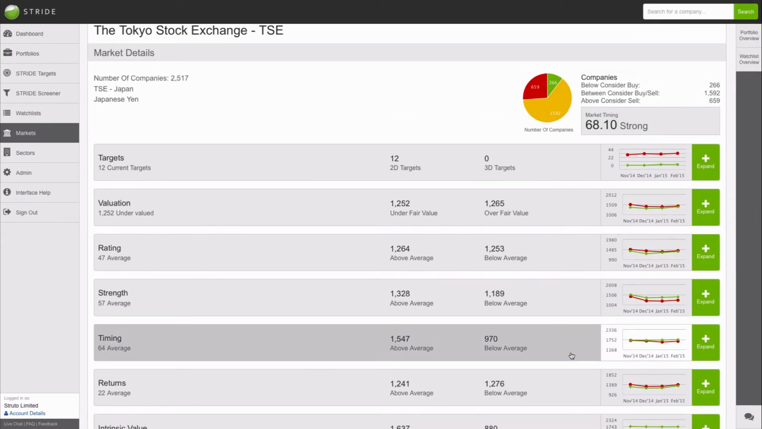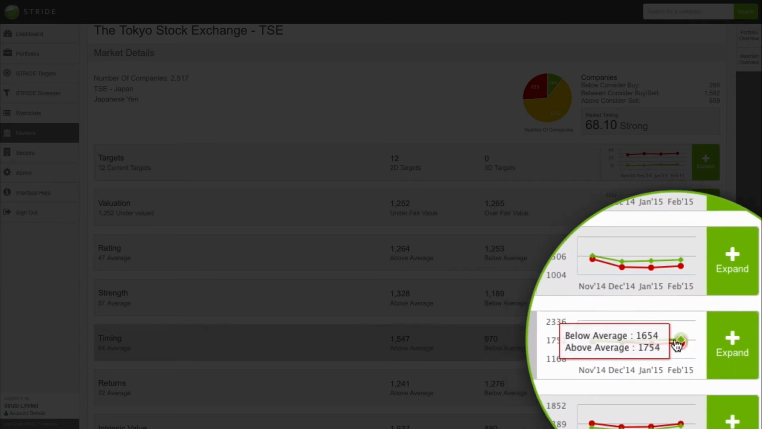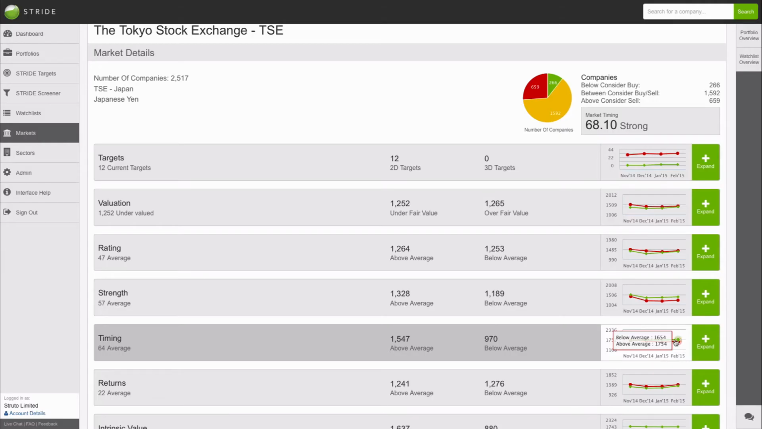TSE currently has a strong timing rating. If we look at the timing section, we see the average timing score is 64. Anything above 60 is rated as strong. The graph shows how the number of businesses scoring above this average increased over the past 3 months, boosting the overall market score and rating. As reported on the 15th of February 2015, Japan is recovering from recession, and we see this progress mapped here as money has flooded into the market.